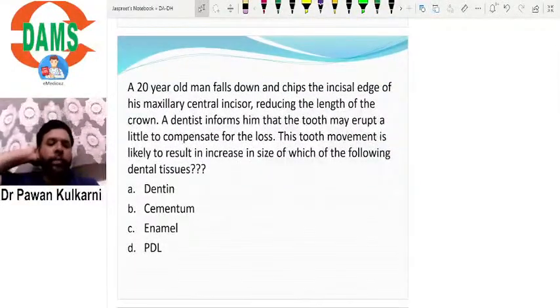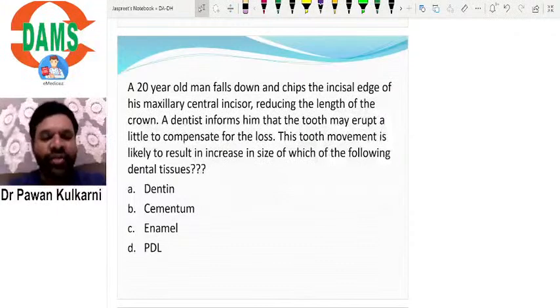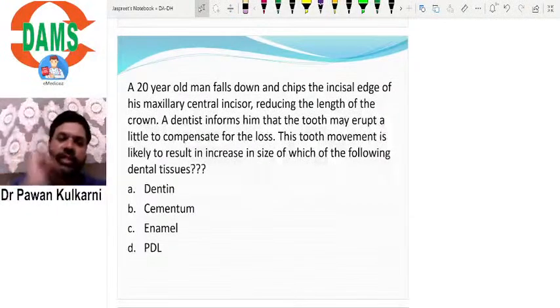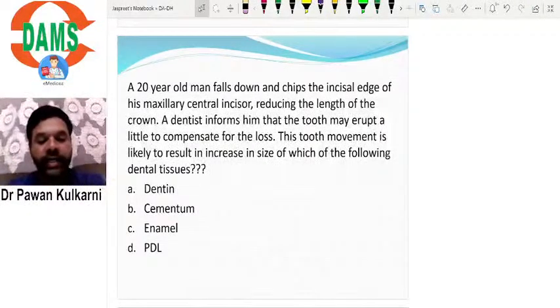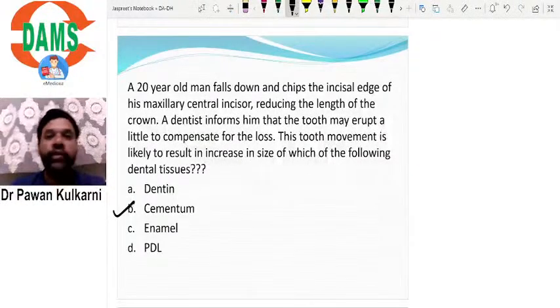A 20-year-old man falls down and chips the incisal edge of his maxillary central incisor, reducing the length of the crown. A dentist informs him that the tooth may erupt a little to compensate for the loss. The tooth movement is likely to result in an increase in the size of which of the following dental tissues? So we know that cementum is the one which will be deposited.